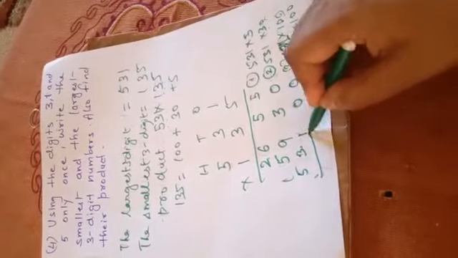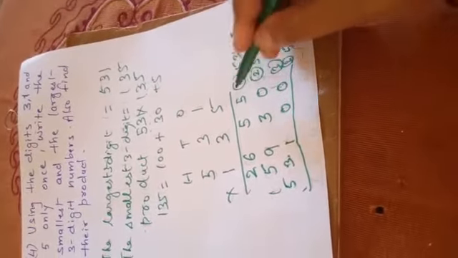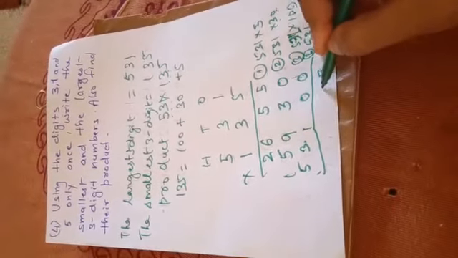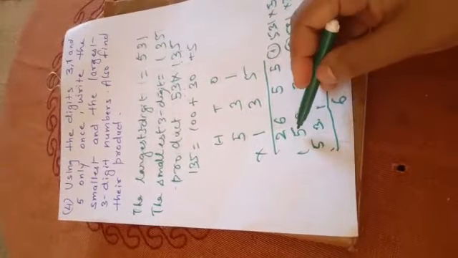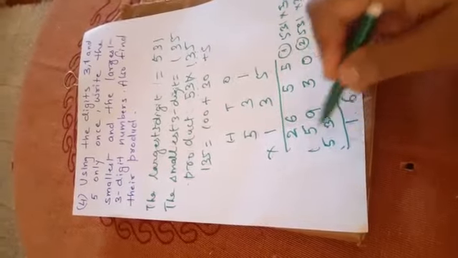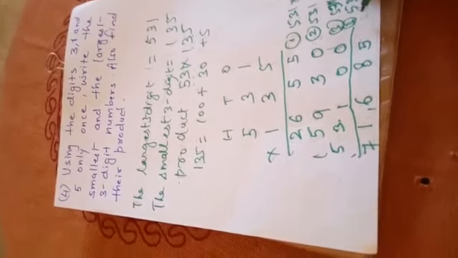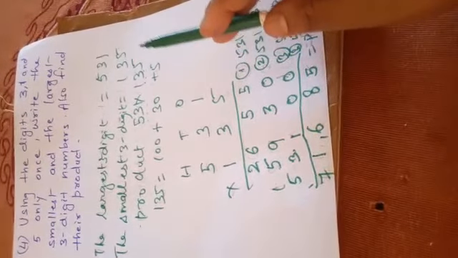Now we will add. Addition, 4th step, I will add the 3 steps. 5 plus 0 plus 0, 5. 5 plus 3 plus 0, 8. 9 plus 1, 10 plus 6, 16, 1 carry over. 5 plus 3, 8 plus 2, 10 plus 1, 11. 5 plus 1, 6 plus 1, 7. So here it is 71,685, the product of the largest 3-digit number and the smallest 3-digit number using the digits 3, 1 and 5.